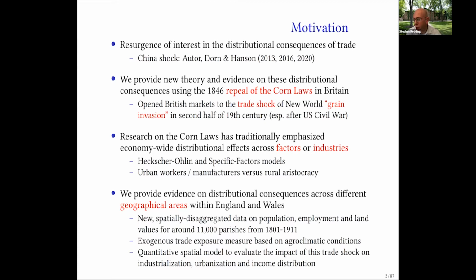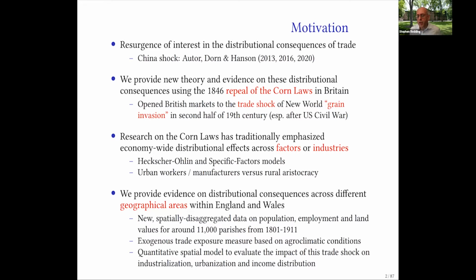Traditionally, research on the Corn Laws and the grain invasion has focused on economy-wide distributional consequences of trade, considering different factors of production, such as labor versus land, as in the Heckscher-Ohlin model, or different industries, such as manufacturing versus agriculture, as in the specific factors model of international trade. Our key contribution is going to provide evidence on the geographically distributional consequences of trade, the way in which trade has uneven effects across different geographical regions within England and Wales.